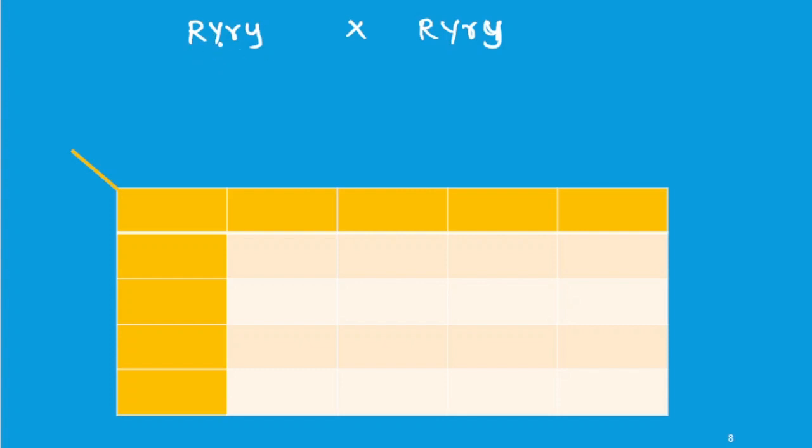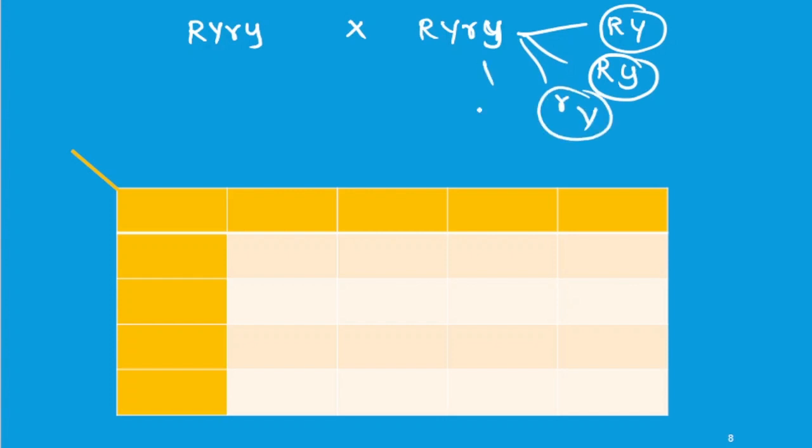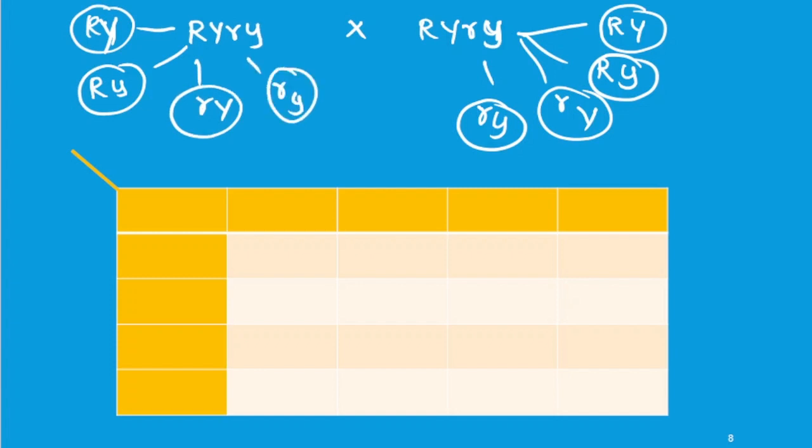What can it produce? It can produce capital R, capital Y. It can produce capital R, small y. It can produce small r, capital Y. Then it can produce small r, small y. Similarly, the other parent can also produce the same types: capital R capital Y, capital R small y, small r capital Y, small r small y. So these are the gametes it can produce.